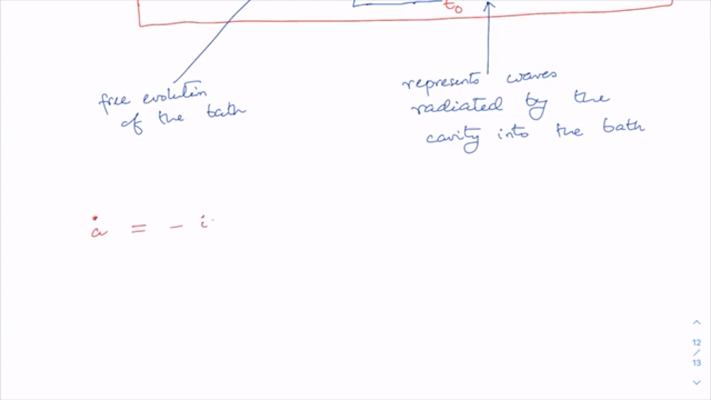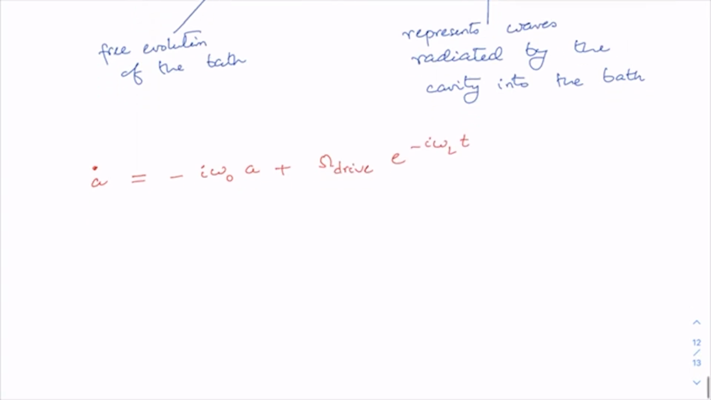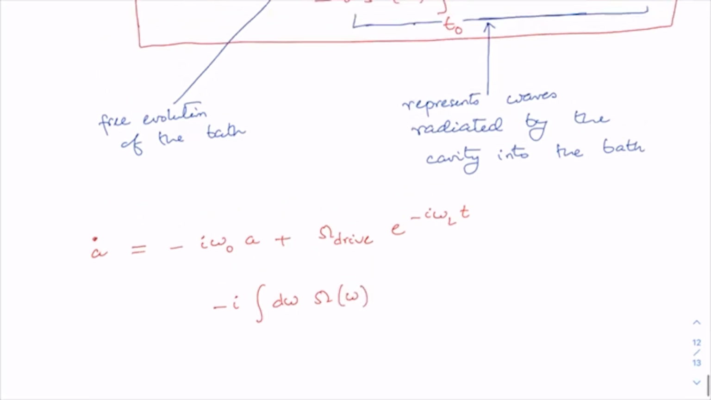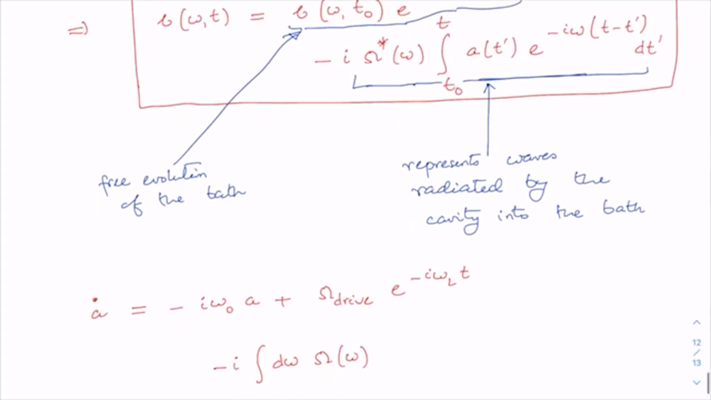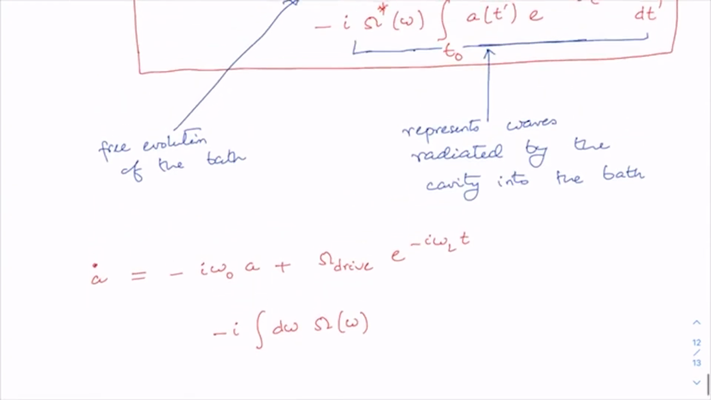A dot is equal to minus i omega naught A plus omega drive e to the power minus i omega L t, and I have here minus i integration d omega, and then this whole thing I have to put.